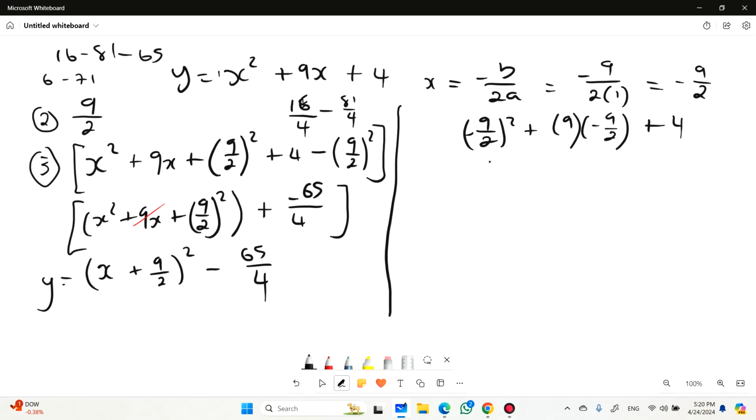So this one again, it's 81 over 4. Again, you can plug this in a calculator. This again, it's 81, rather negative 81.